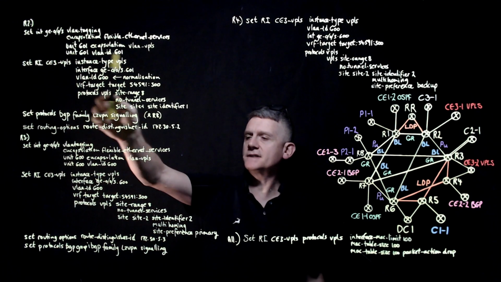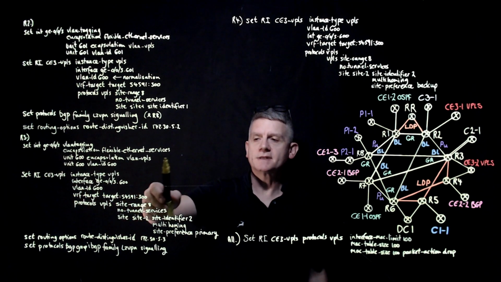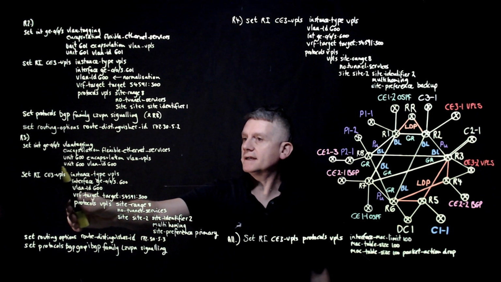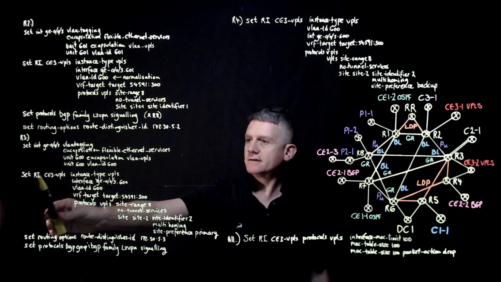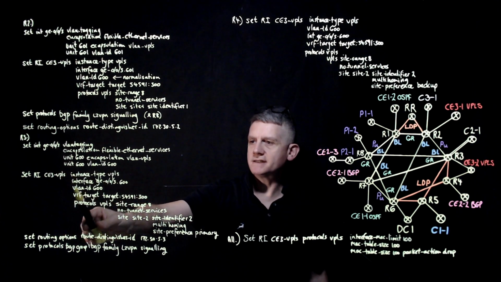So it configures very similar to router 2, encapsulation flexible Ethernet services, unit 600, encapsulation VLAN VPLS, remember not the CCC, unit 600, VLAN ID 600. The routing instance is identical. Set routing instance CE3 VPLS, instance type VPLS, interface, VLAN ID, target. We've got site range 8 here as well.